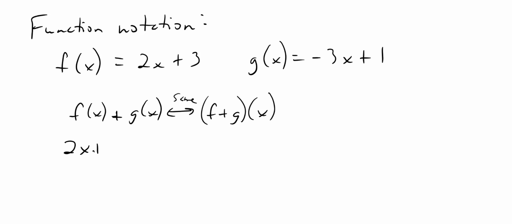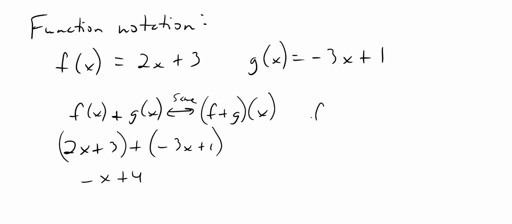So it's going to be 2x plus 3 plus negative 3x plus 1. And that's easy. So 2x minus 3x is negative x. 3 plus 1 is 4. That's the answer. Okay, I could also say f of x minus g of x.